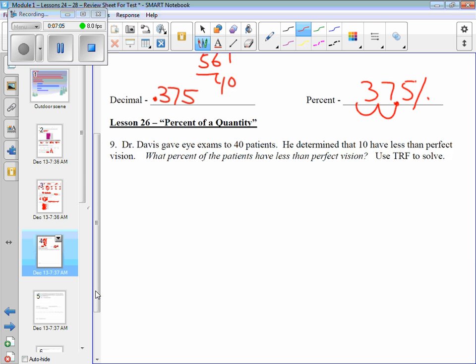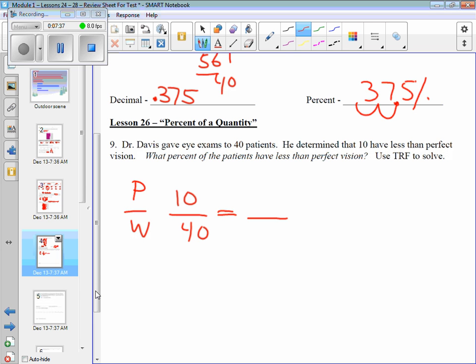Look at the question. Do you see a percent being given at all? Yes or no? No, not in this case. So we have to do a part to whole. Dr. Davis gave eye exams to 40 patients. Is that the part or the whole? That is then going to make 10 the part. You're trying to figure out what percent that is.